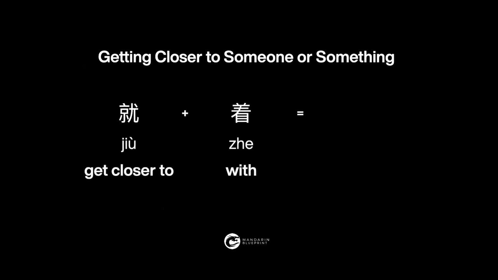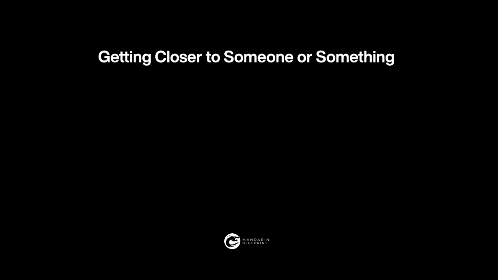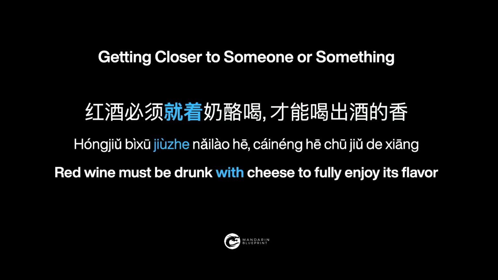Now, how about this word? I like this one a lot. 就着. To get closer to and with, well, this actually means to eat with or do with, and it's most often used in the context of food. Something goes with something else in terms of food, and this will be the perfect example. 红酒必须就着奶酪喝，才能喝出酒的香。Red wine must be drunk with cheese to fully enjoy its flavor. So in this case, it's the red wine 就着奶酪, right? So you have the combination of the two. They go well together. And you could use this in other contexts like do with, but I just find that Chinese people tend to use this most often with things that go together in food.